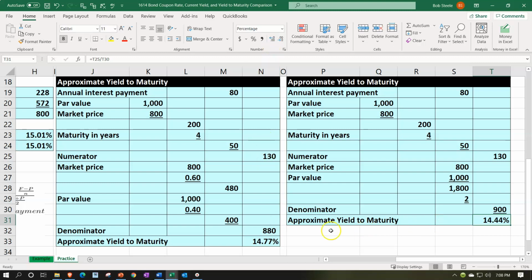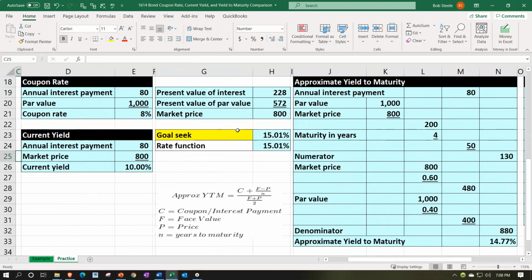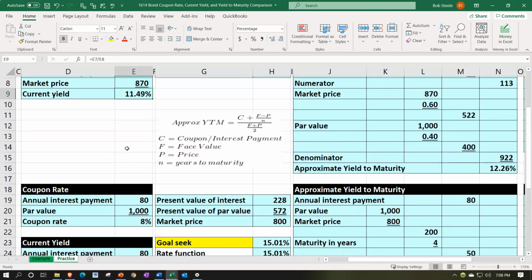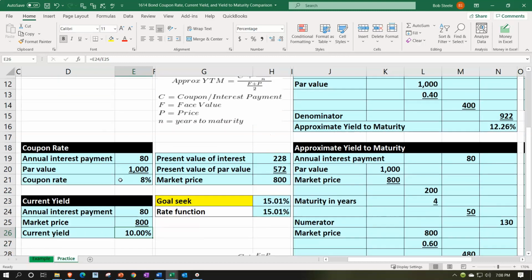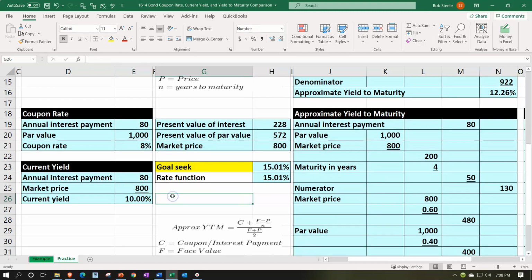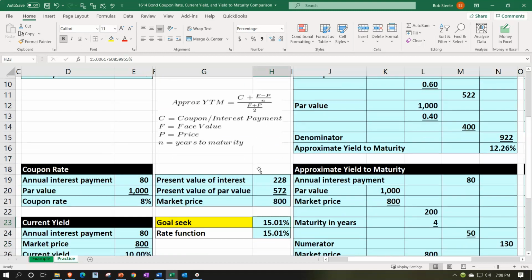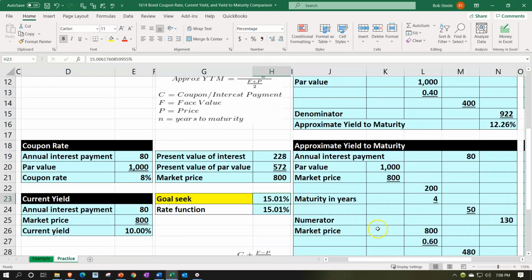So 14.44, 14.77 versus the 15.05, and the main point here being that the current yield, which is something that many finance students get pretty good at, tells us some information, but it doesn't give us the full wealth of knowledge as the concept of yield to maturity, which is probably what we really want to do here. And that's the 15 versus the 12 calculation, and then the approximations on the right.